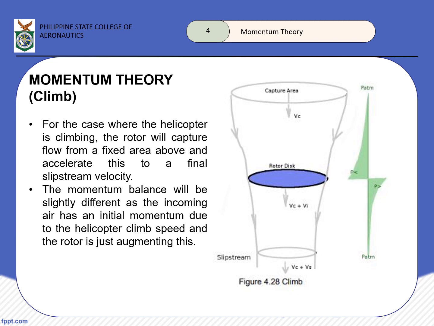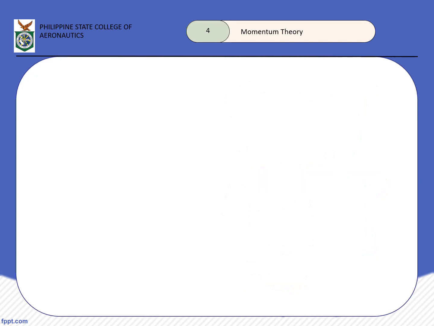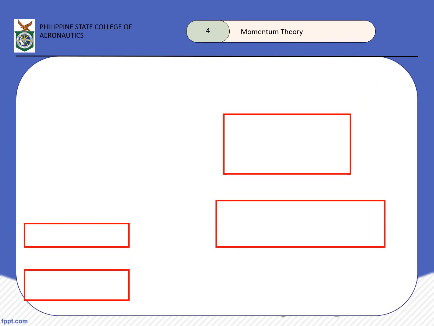So the variation of pressure will drop below atmospheric, then above the disk increase due to the energy input of the disk, and then drop back to atmospheric in the slipstream. So here are the boxes first. So yeah, I did not fix the transition properly.